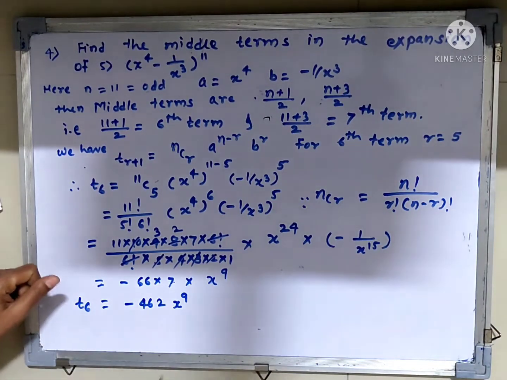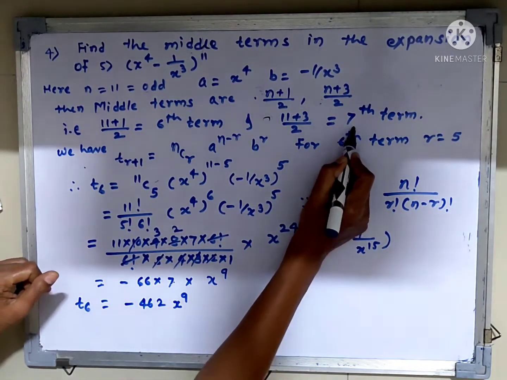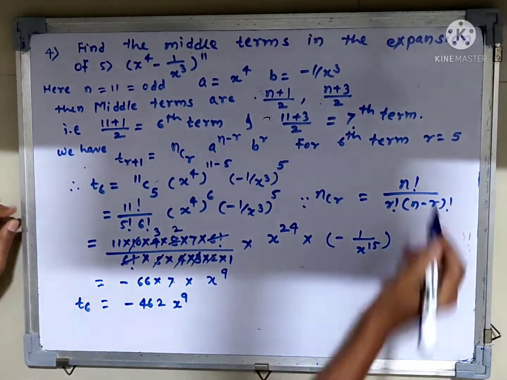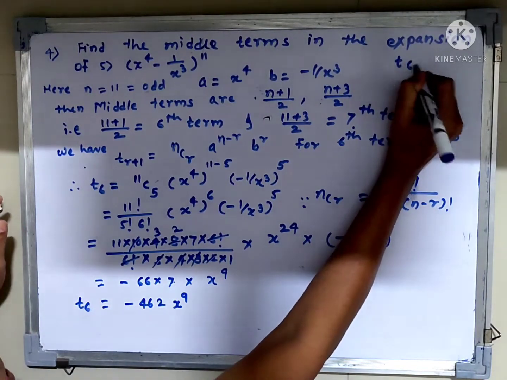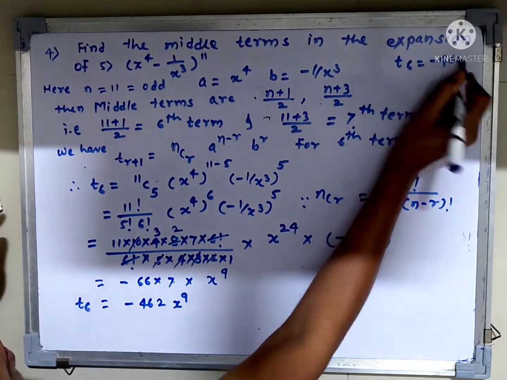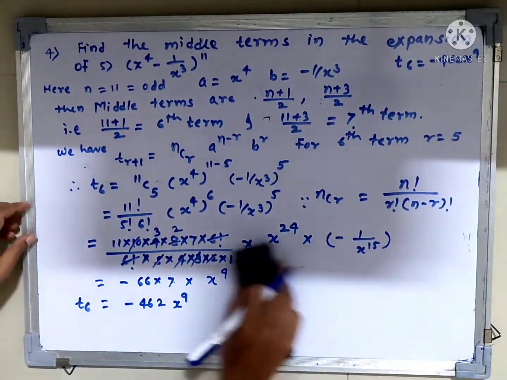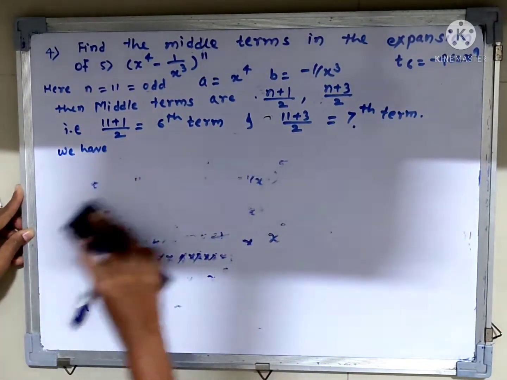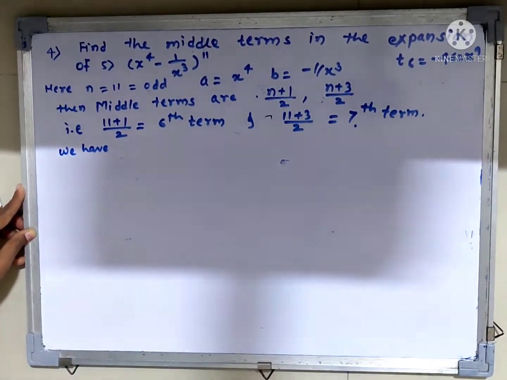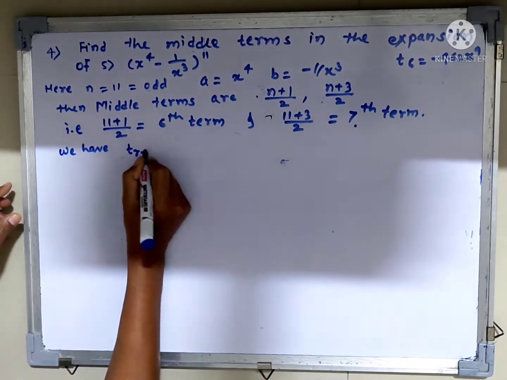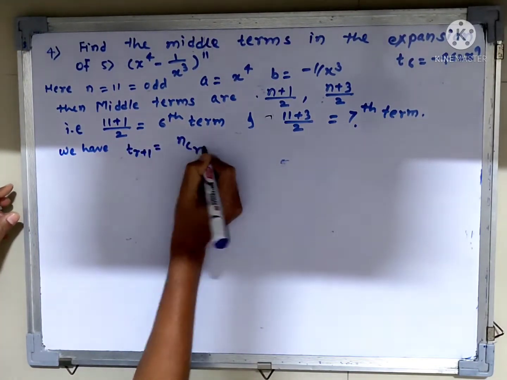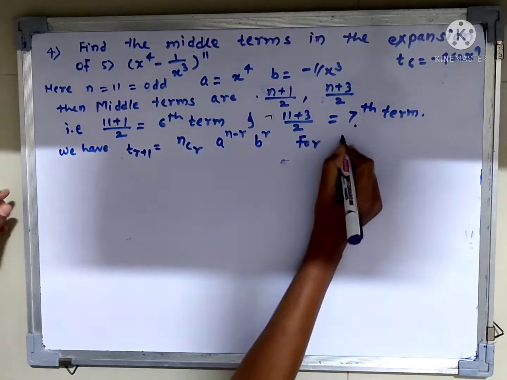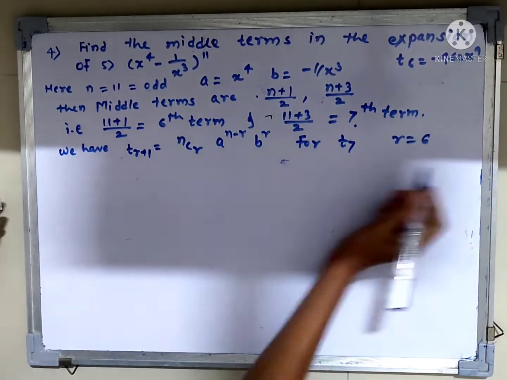Now we have to find the next term, the 7th term, T7. I am writing here one of the answers: T6 is equal to minus 462 x raised to 9. It is one of the middle terms. We have T(r plus 1) which is equal to nCr a raised to n minus r, b raised to r. For T7, r is equal to 6.